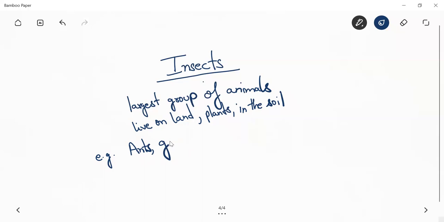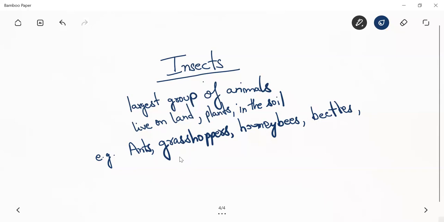Examples of insects are ants, grasshoppers, honeybees, ladybug beetles, and beetles. Okay, ladybird, dragonflies and butterflies. They are a few common insects.